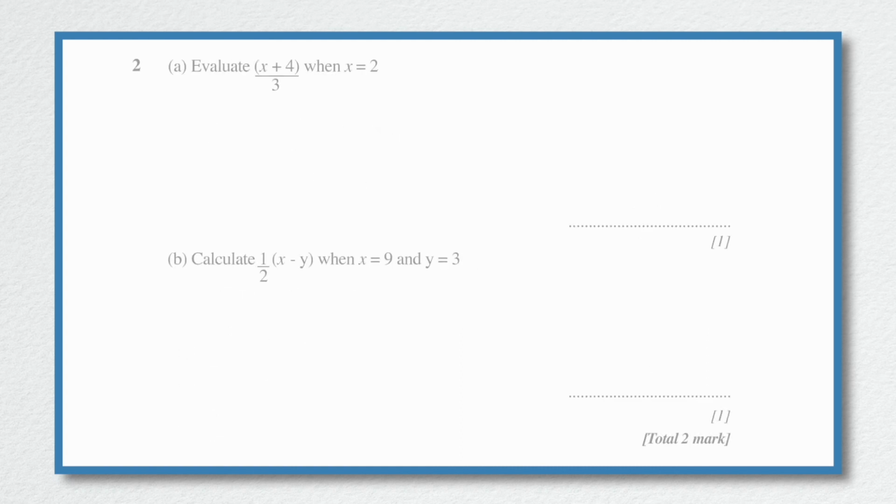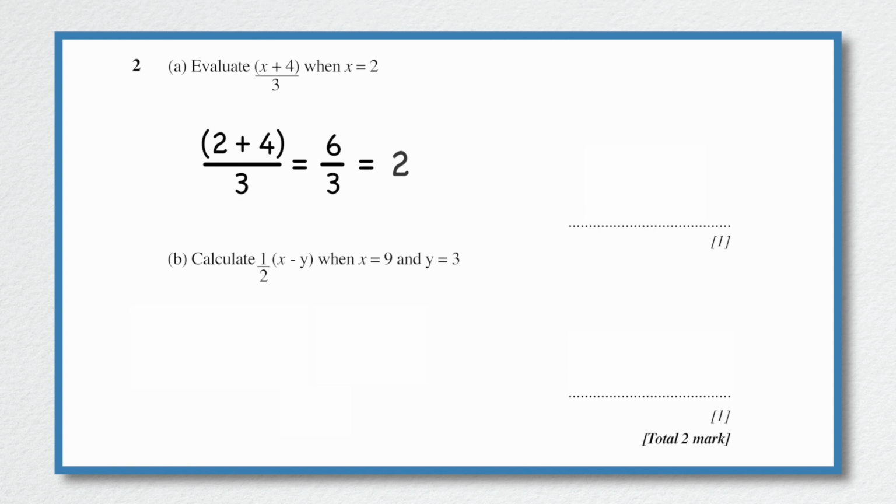And here's a similar example. Again, for each part there is 1 mark. Part A. Evaluate x add 4 all over 3 when x is equal to 2. So that's 2 add 4 all over 3, which is equal to 6 over 3, which simplifies to 2. 1 mark.